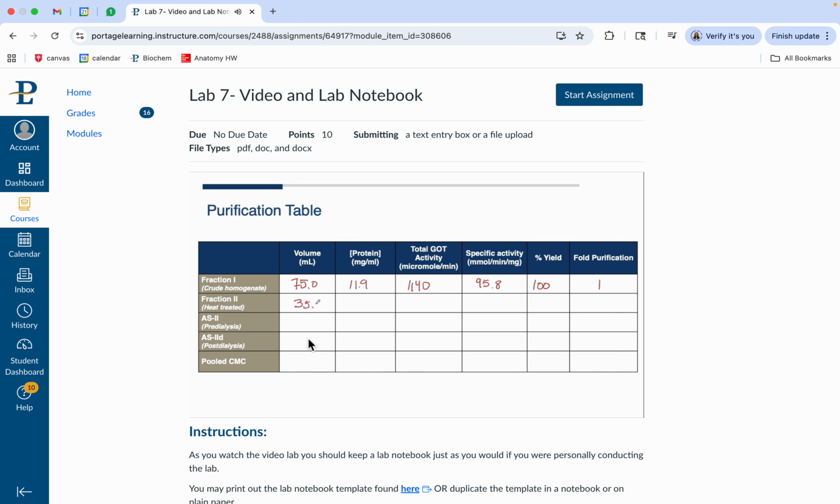Our fraction 2 was 35.2 milliliters. Again, because we got rid of a lot of proteins by heat denaturation, notice the concentration went down to 6. We also got rid of a little bit of our GOT, so our activity went down. The specific activity here again should always go up if things are working well. Percent yield, we actually went down, again, because we lost some GOT along the way.